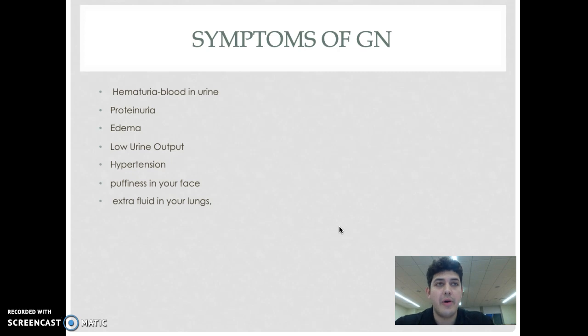There's a low urine output, which means a smaller amount of blood is being filtered. And hypertension, since they're retaining a good amount of sodium, since water is scarce in the nephron due to the concentration of unwanted particles, and salt doesn't follow the water because not much of it is leaving the kidneys. And then there's puffiness in your face due to that edema, and extra fluid in your lungs.